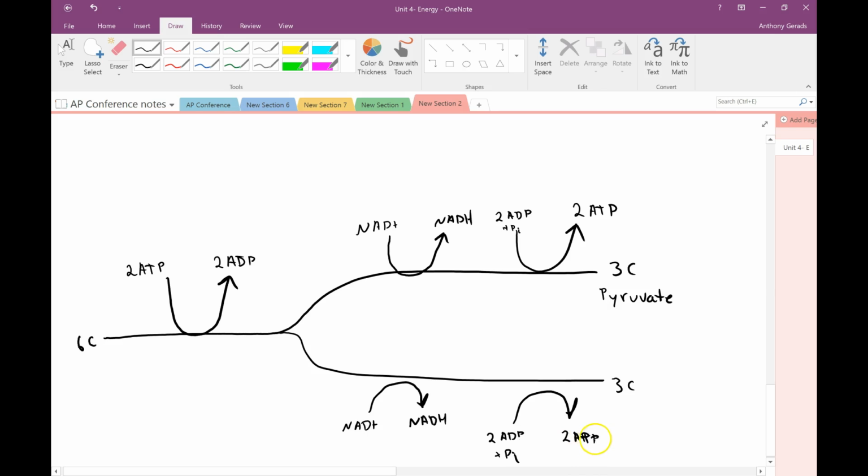Oh, that was janky. Just like, yep. 2 ATP come off. And so the name of this step, we said, is called glycolysis. Glycolysis. And it happens in the cytoplasm.